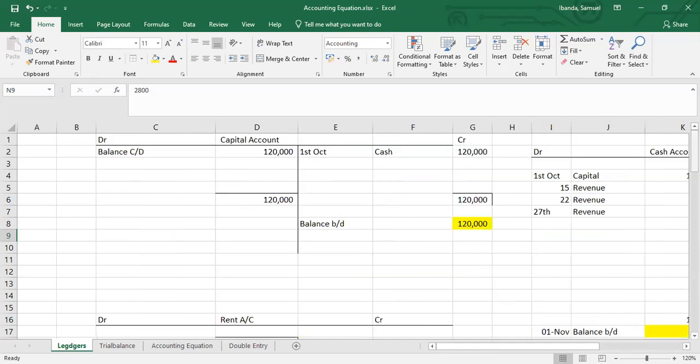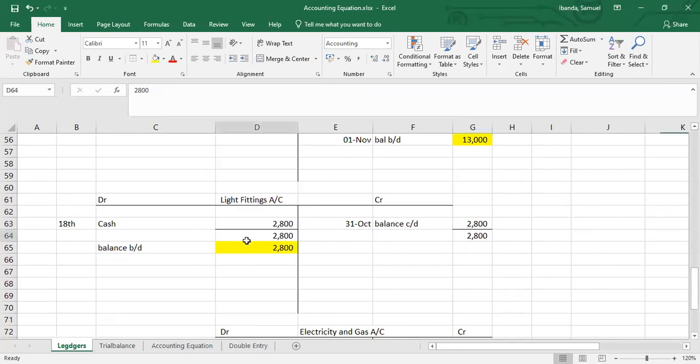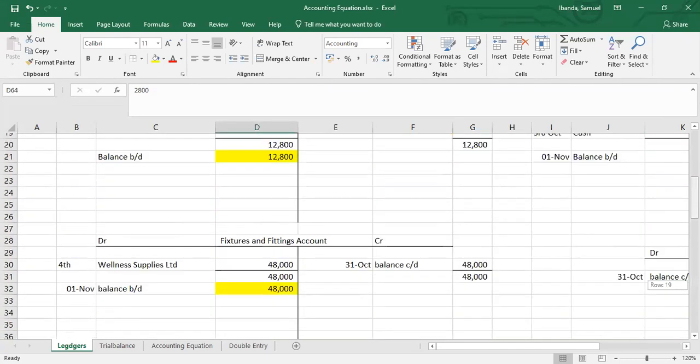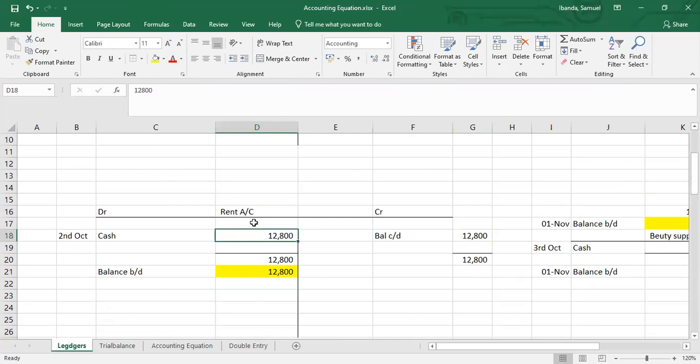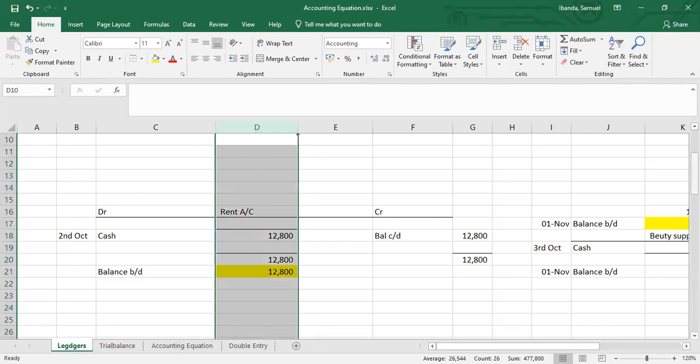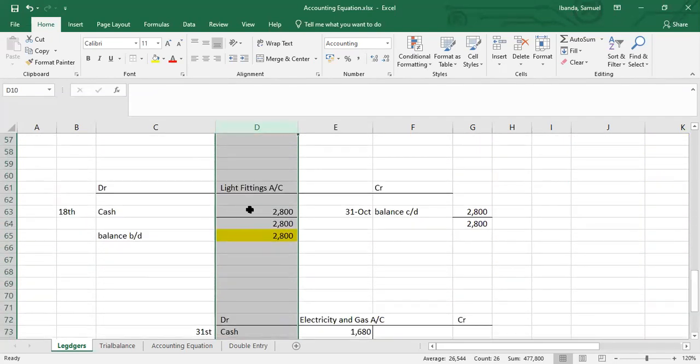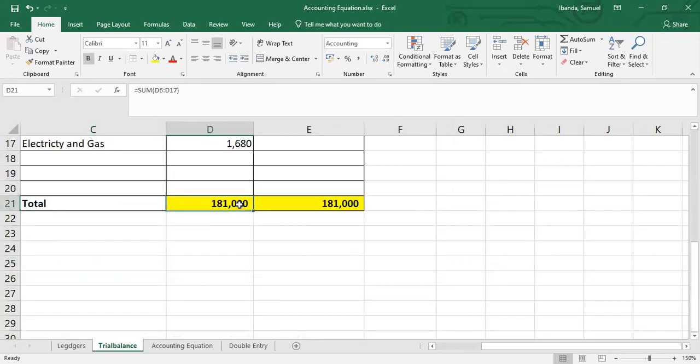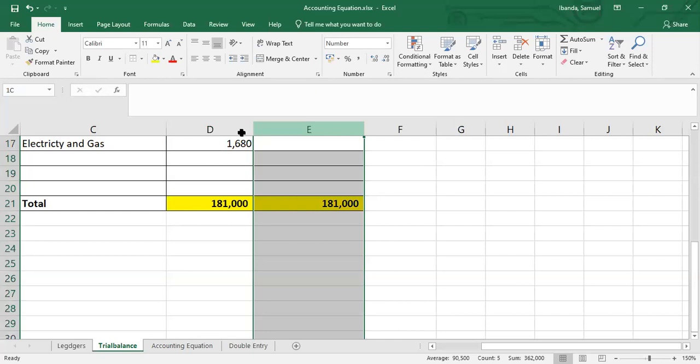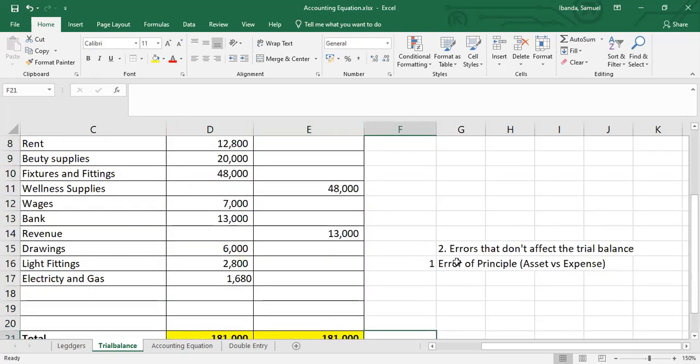And instead of putting it under light fitting here, they can go ahead to put it under, say, rent. So ideally, they have put it on the right side. They have put it on the debit side, because even if it was being put under light fitting, it would still be on the debit side. So when you transfer it to the trial balance, it will not be able to detect that error. The trial balance only detects errors that create a mismatch between the debit and the credit. You get it? So that is what happens with the error of principle. You read more about it and maybe understand.